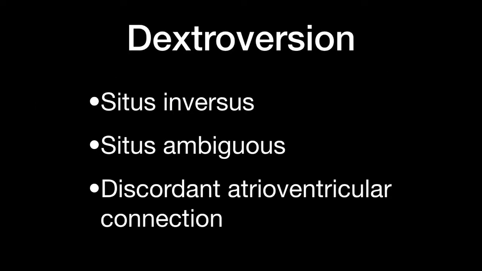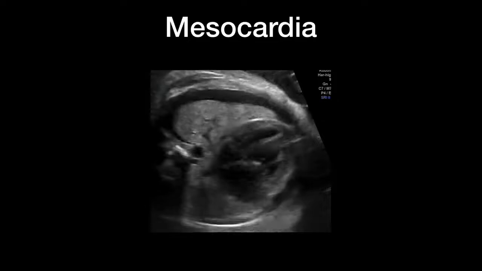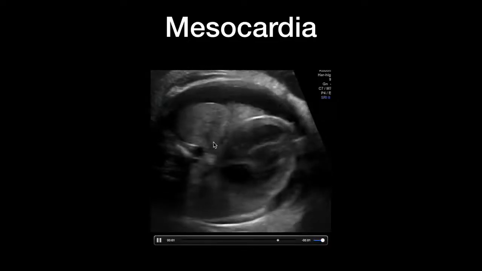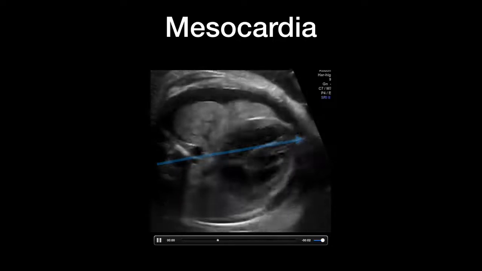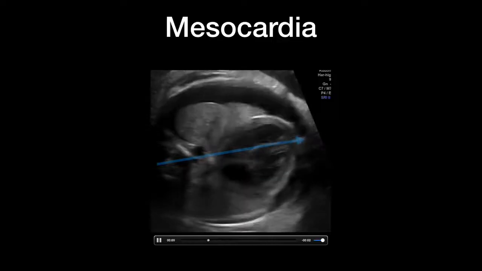Causes of dextroversion, the most common is situs inversus, but situs ambiguus, as stated, or discordant atrioventricular connections, and we'll have some discussion about that later in the course. Mesocardia is a rare position of the heart in the chest, but it's commonly associated with transposition of the great arteries or with double outlet right ventricle. And also, if you have laryngeal atresia, both lungs are inflated and they compress the heart in the middle. Certainly pleural effusion. This is a case of pleural effusion on the left lung, as you see right here, that pushed the heart to the right. But here's the middle of the chest, and you see that's a mesocardia. The apex is almost centrally located in the chest.